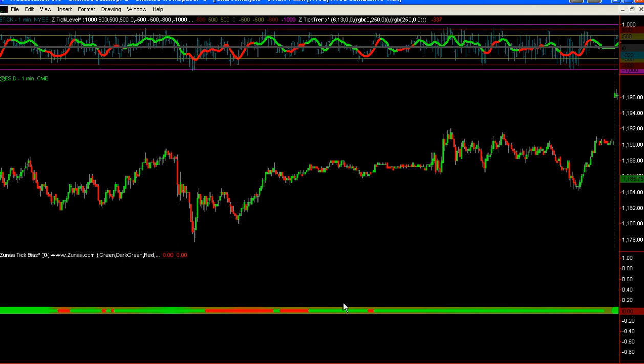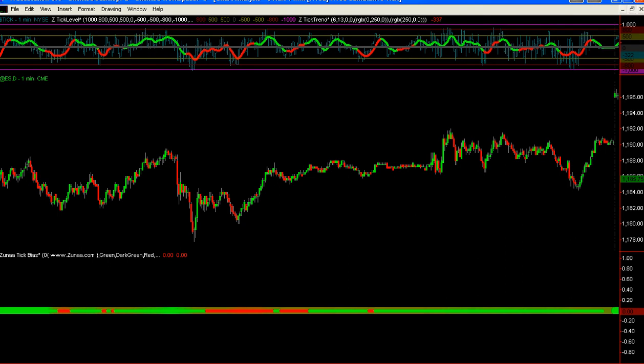This is typical behavior where the market doesn't have any conviction towards one direction or the other. You'll get strong price moves like here, but you're not going to have a continuous trend.